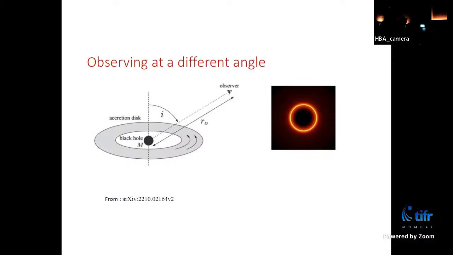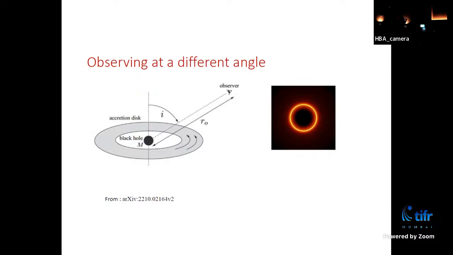And then we saw this image due to direct emission. This part of the ring formed the image above the black hole, and the lower part of the ring formed the image below the black hole. That was the special case of a particular I.